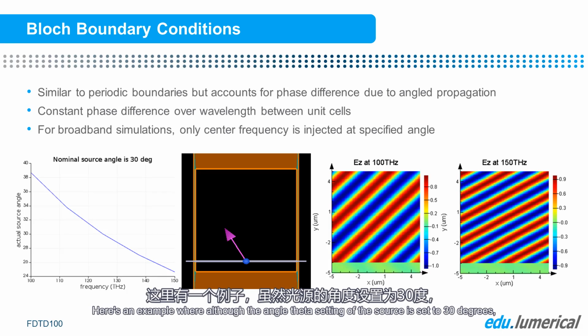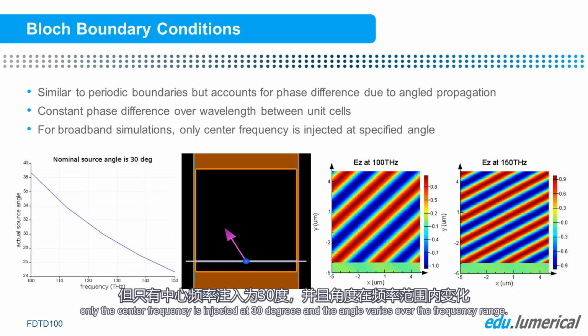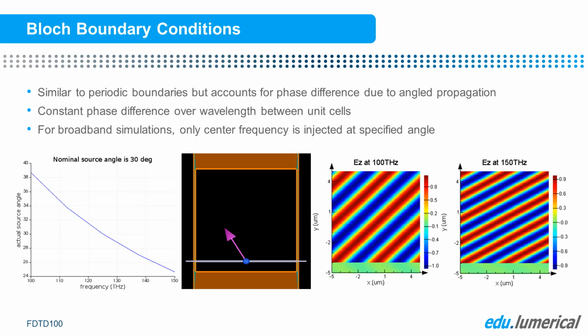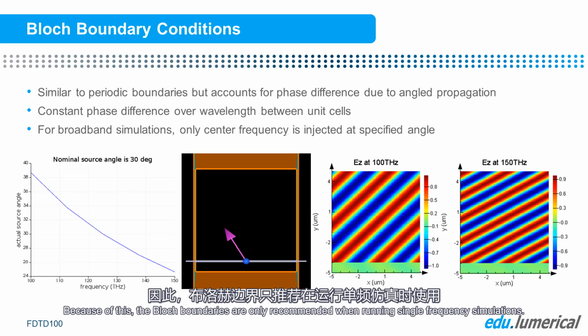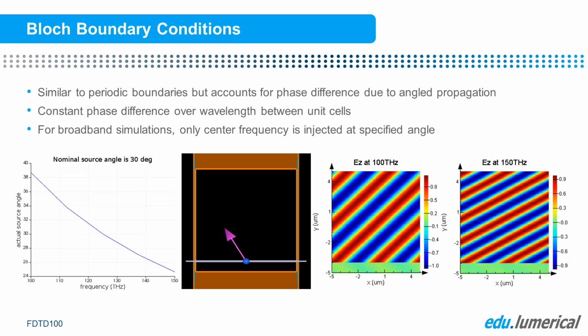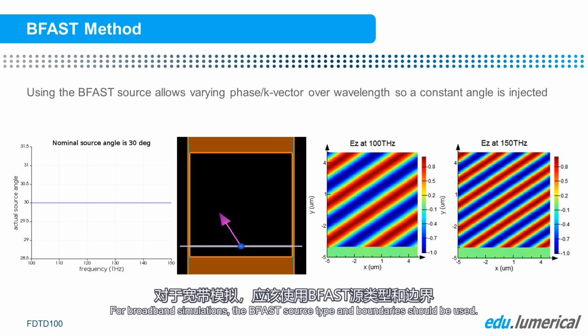Here's an example where, although the angle theta setting is set to 30 degrees, only the center frequency is injected at 30 degrees, and the angle varies over the frequency range. Because of this, the Bloch boundaries are only recommended when running single frequency simulations. For broadband simulations, the BFAST source type and boundaries should be used.